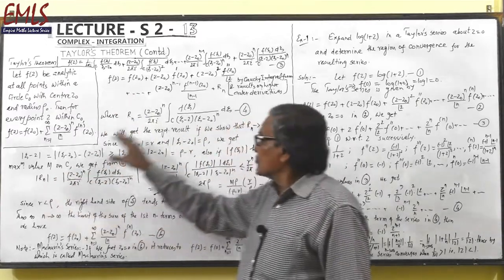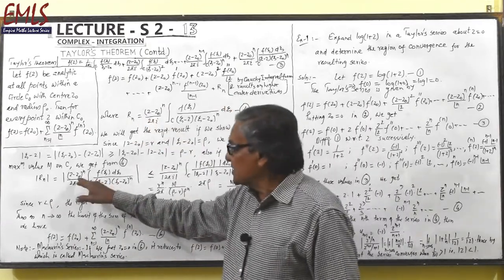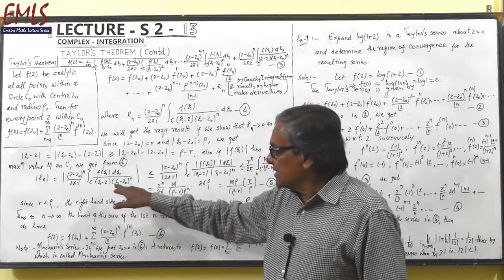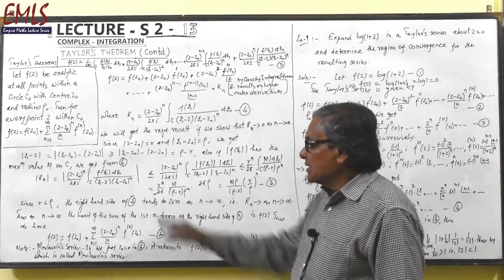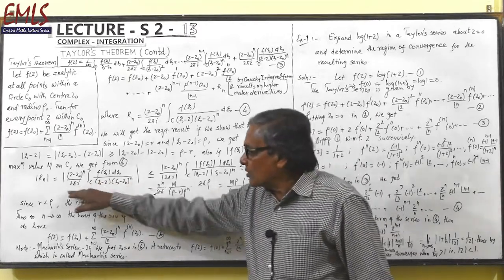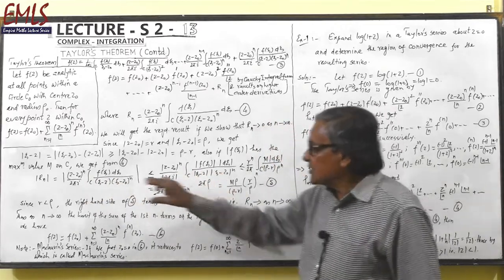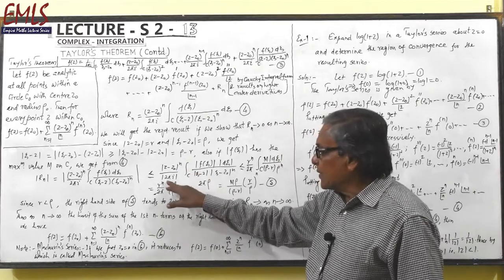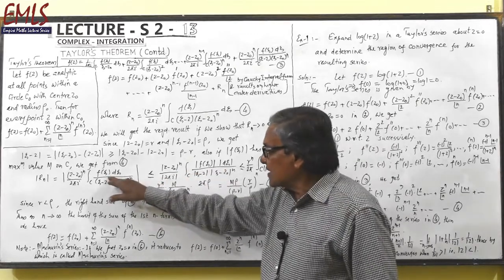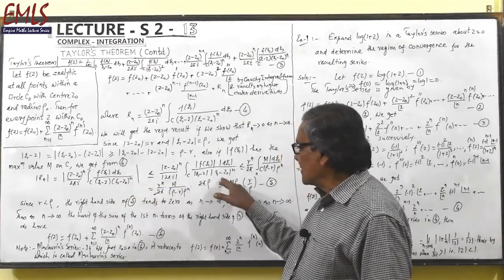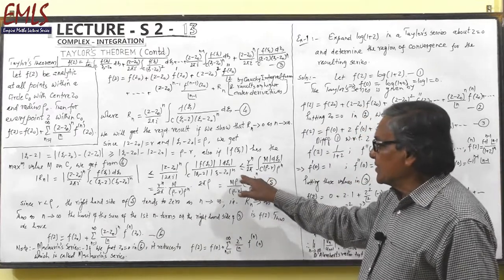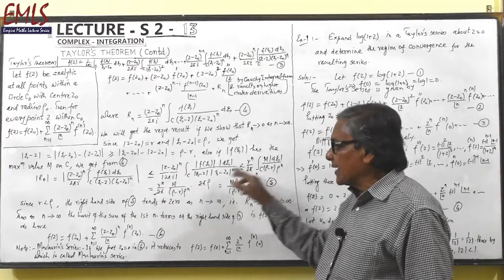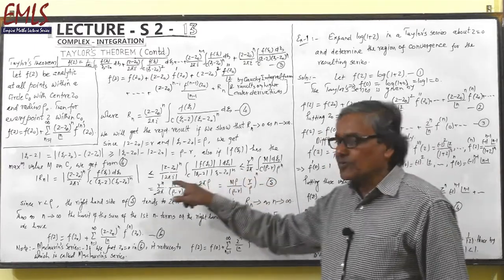Also, if mod f(xi) has the maximum value M on C, we get from 4 the mod of Rn, so this will be the modulus of this entire expression, that is mod (z minus z0) to the power n by 2 pi i integral over C f(xi) upon (xi minus z) into (xi minus z0) to the power n. By the property of Riemann integration, mod of integral will be less than or equal to integral of the mod. This is constant, so it comes out of the mod. So this remains mod (z minus z0) to the power n upon mod 2 pi i integral over C mod f(xi) mod d xi upon mod (xi minus z) into mod (xi minus z0) to the power n. And this will be less than or equal to r to the power n upon mod 2 pi i, and this will become 2 pi because mod of i will be 1.